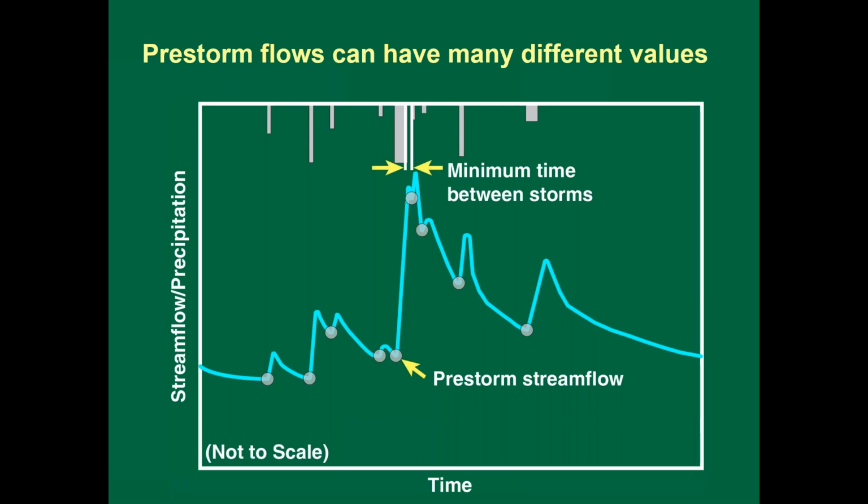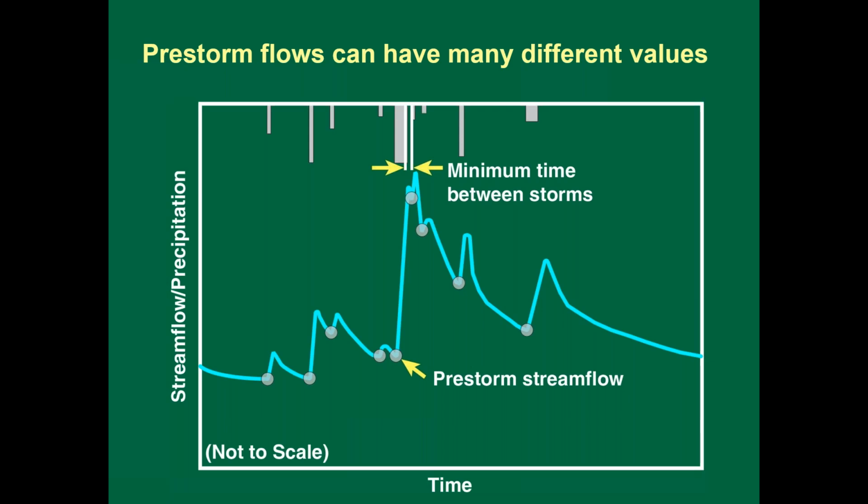So pre-storm flow is not necessarily pre-storm base flow. We use the mean daily flows to estimate what your pre-storm flows may be. On this graph, the blue line is a hypothetical set of hydrographs over time. The gray bars that drop down from the top line are different precipitation events, and the gray circles are the points at the beginning of runoff generating events.